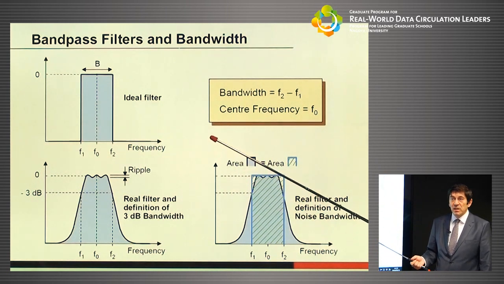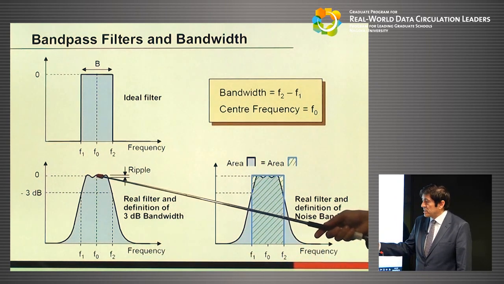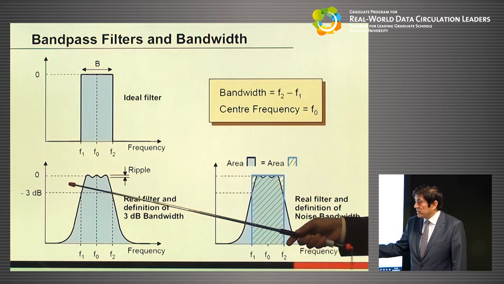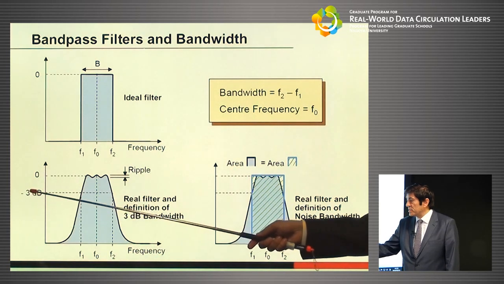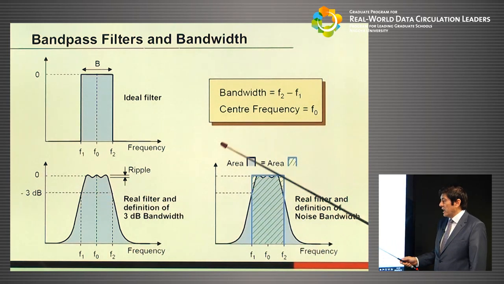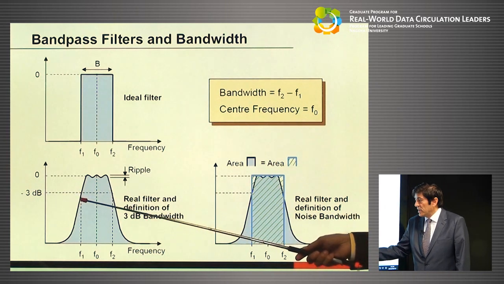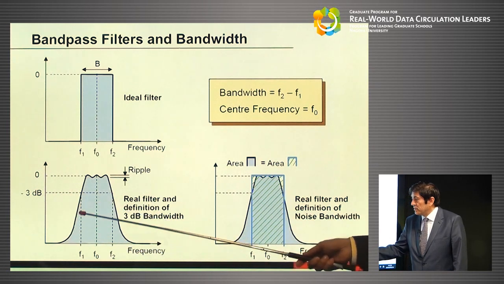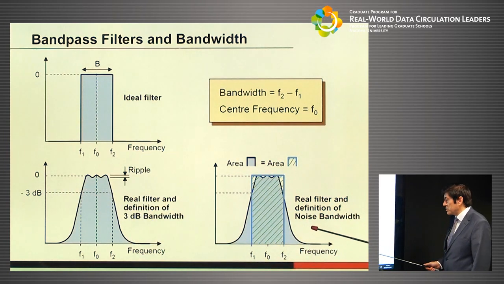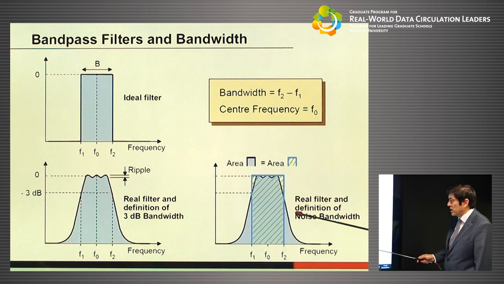We cannot have an ideal filter because of physical realizations, and generally we end up with such filter behavior. You see there's a ripple. It tries to capture the perfect pulse, and this amount corresponding to minus 3 decibel is used for the bandwidth definition of this filter. This is called the 3 decibel bandwidth definition because the intersection of the filter curve at this point is used to define the bandwidth. Another definition is called noise bandwidth. In that case, this shaded area is equal to the solid area. That's how noise bandwidth is defined.